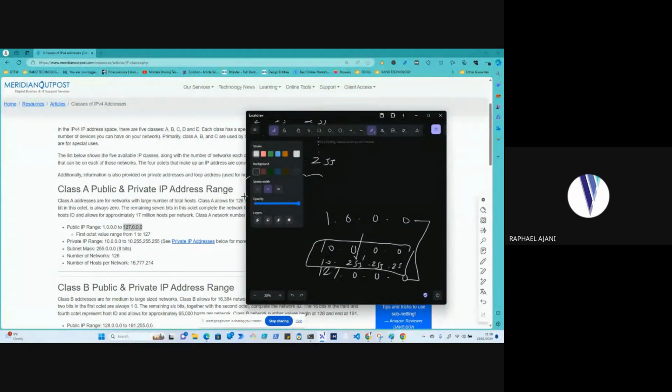So inside this class A addressing scheme, we have 126 networks, but the range between 10.0.0.0 and 10.255.255.255 is reserved as private. You understand? Is it clear now? It's clear. If you understand this, frankly, you have understood computing.